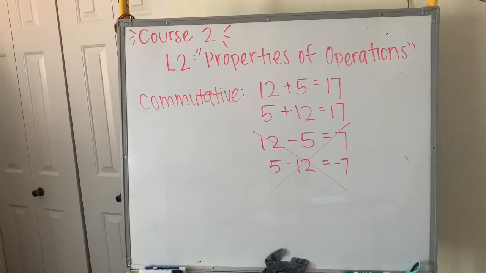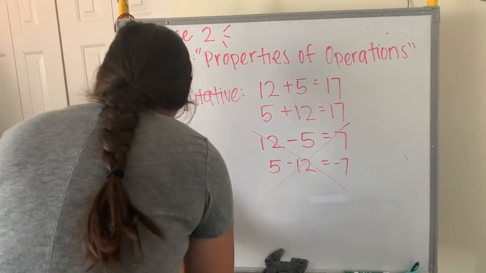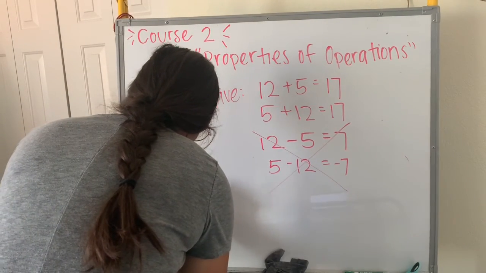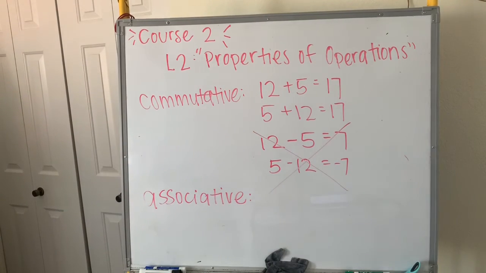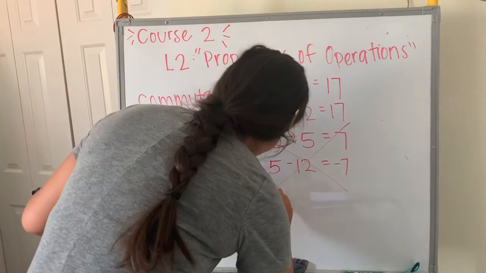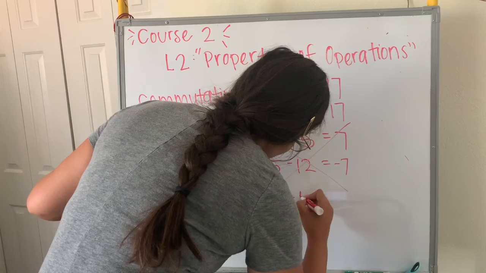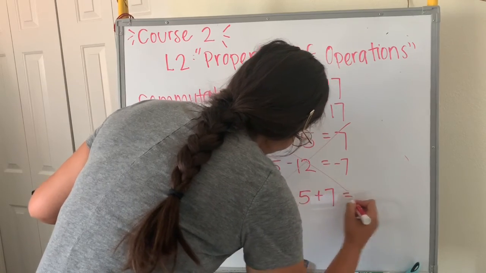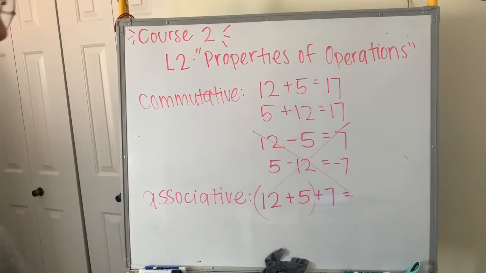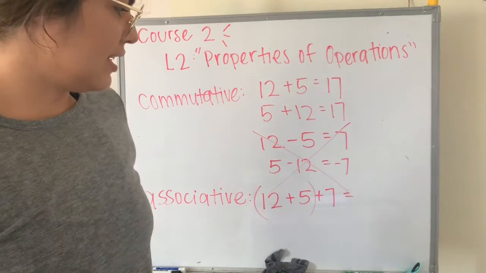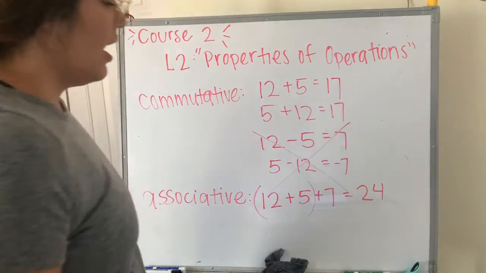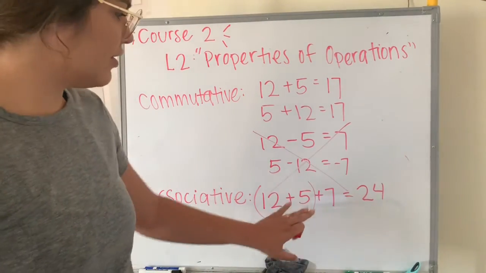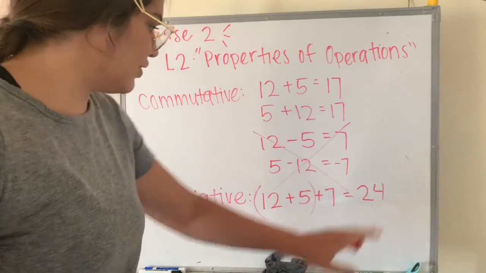What about the associative property? What is the associative property? The associative property is grouping the numbers. So if I did 12 plus 5 plus 7, and I grouped those two first, 17 plus 7, 24, and then if I grouped 5 and 7 first, 5 plus 7 is 12, plus 12 is 24.